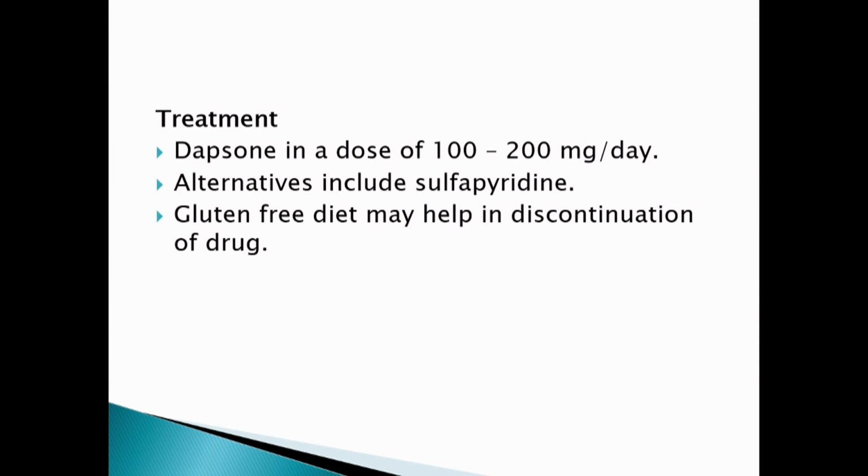What is the treatment of dermatitis herpetiformis? We use Dapsone in a dose of 100 to 200 milligrams per day. Dapsone is an anti-leprotic treatment. So if I ask you, what is Dapsone used for? You have to tell me first leprosy and then others, okay? Because it is an anti-leprotic treatment used in leprosy and in other diseases.